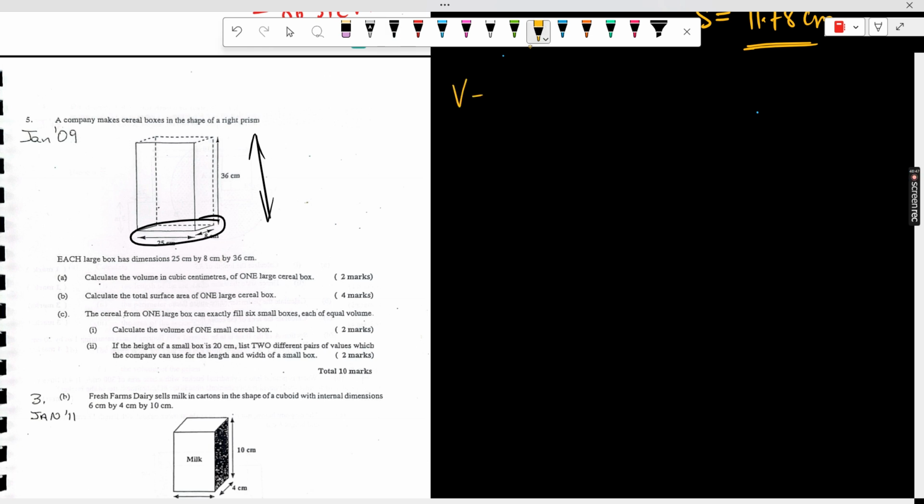Again, we know the formula: volume is equal to length by width by height, which is equal to 36 centimeters by... In this particular case, it's just the area of the base times the height. Because it's standing like this, we're not going to be too fussy about which is the width, which is the height, or which is the base. So don't worry about that. Just put these values here, 36 by 25 centimeters by 8 centimeters. 8 times 25, that's 200. 200 times 36 is 7,200 centimeters cubed. Did you get that? Yes, sir.